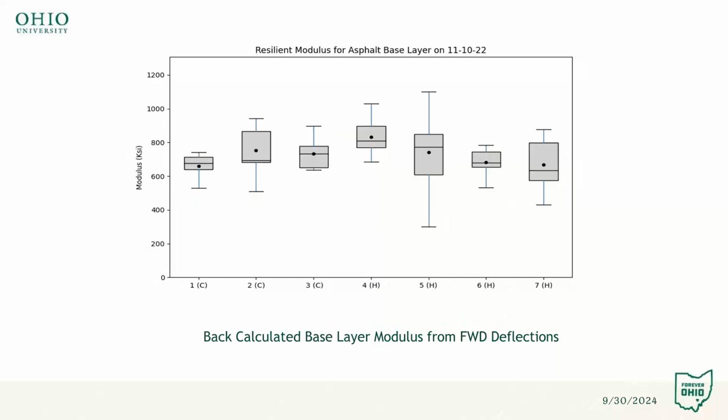And this is the back calculated layer modulus for the base course. For the base course, there is also a lot of variation within each section. There is no obvious higher modulus for the HiMA versus the conventional material.